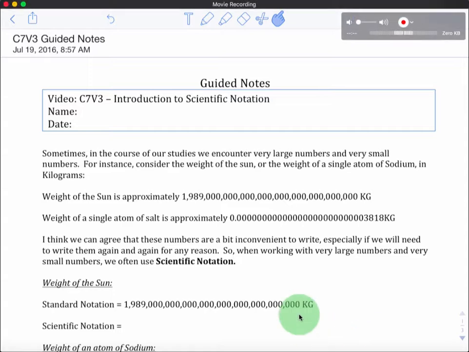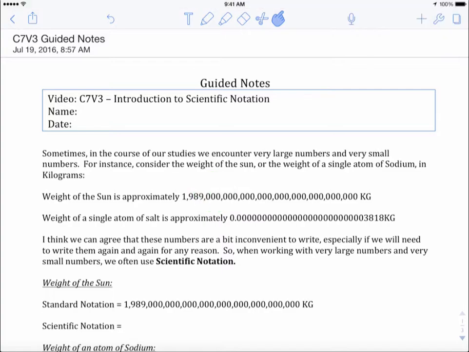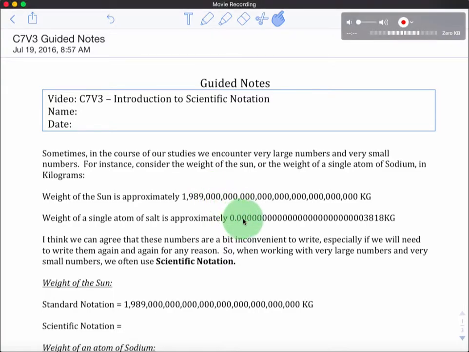In this case, I mean something like the weight of the sun, a number in which you have a couple of non-zero numbers followed by a whole bunch of zeros. I mean, the sun is pretty heavy. Or by a very small number, I mean something along the lines of 0.00000000000000000003818. So you get the sense of what I mean by a very large or a very small number in this instance.